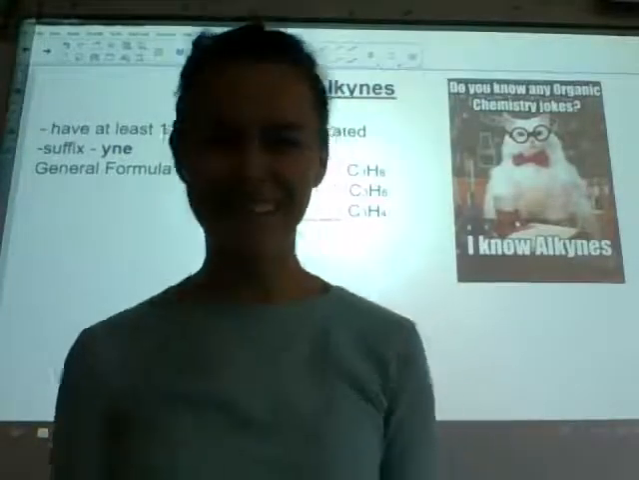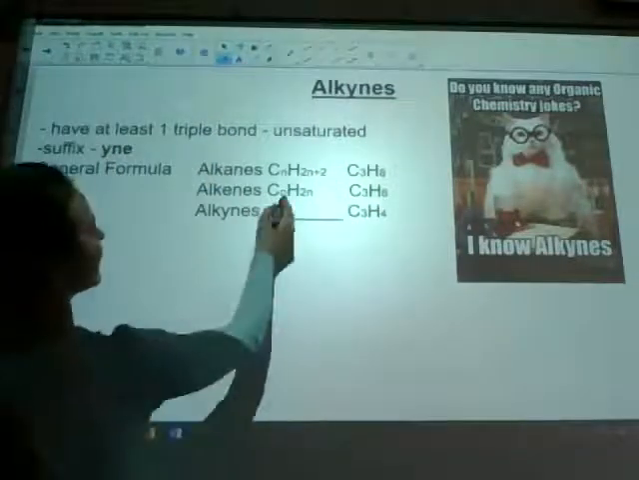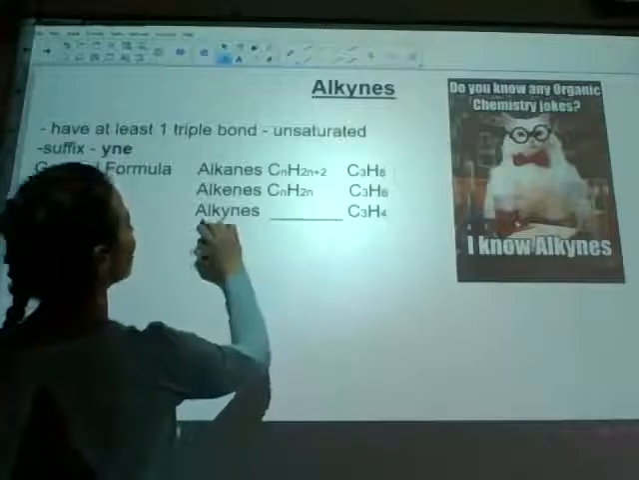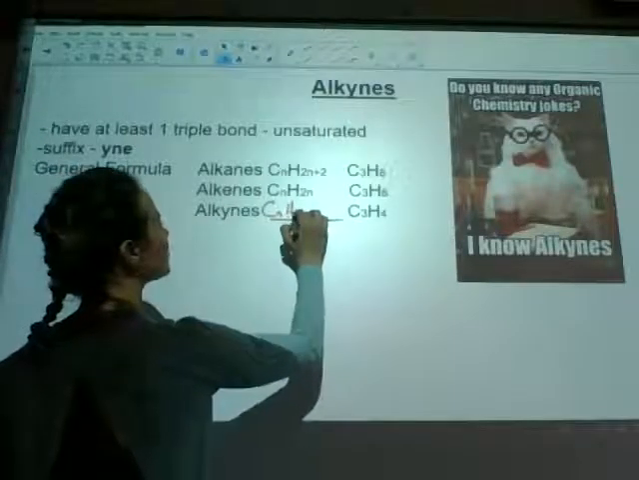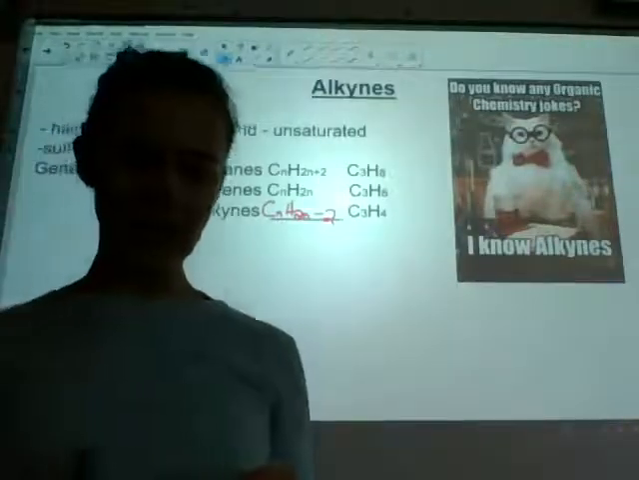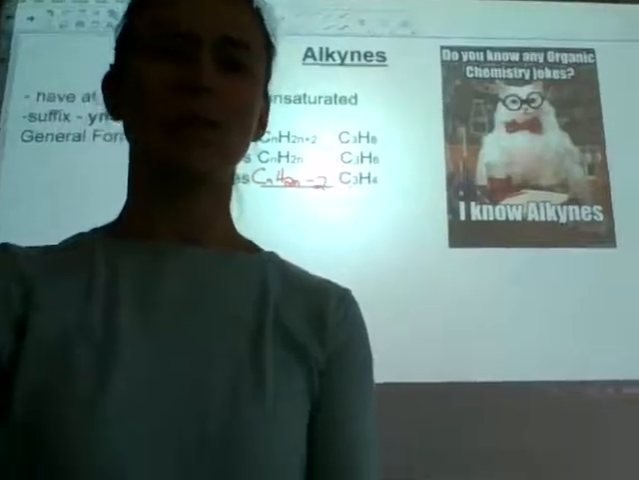Crickets, none. Okay, so the general formula for alkane is CnH2n+2, alkenes are CnH2n, and then alkynes are CnH2n-2, because every time we make an extra bond, we take away 2 hydrogens. So that's why we have a minus 2 there.